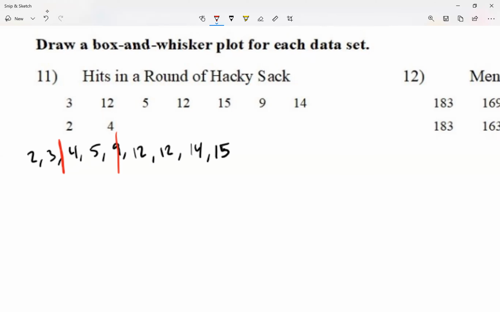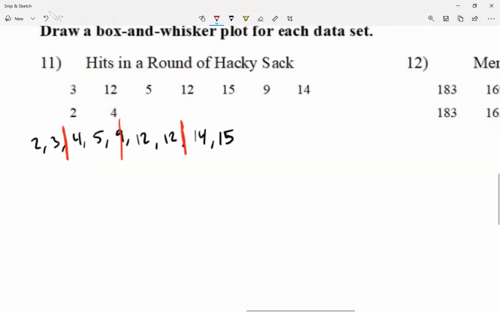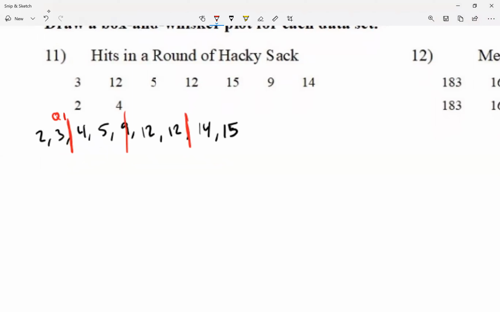Now on the right of my median, I'm looking at these 4 numbers. Let me draw a line right in the middle, because there's 4 numbers, right? An even amount of numbers. My line is going to be in between 2 numbers. So the middle will be right here. And this is my quarter 1, quarter 2, and quarter 3. The minimum and maximum, we know how to identify those.